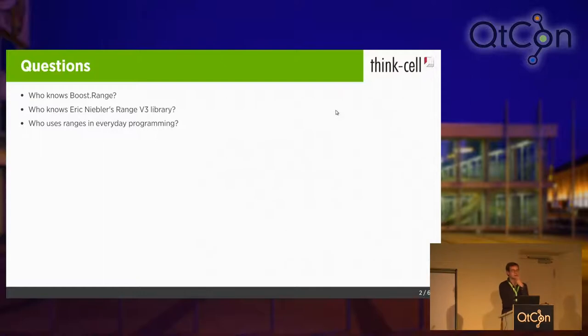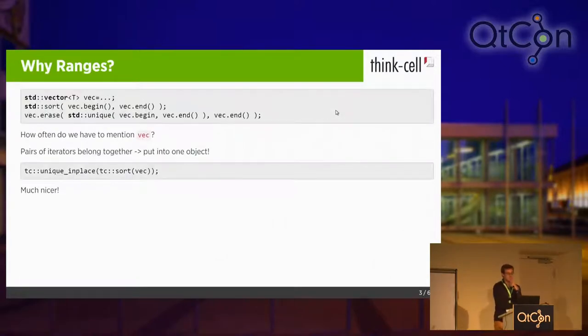So what I want you to take away from today's talk is that you can do your C++ programming in a much more productive, a much more efficient way if you make good use of ranges. Well, what are ranges? When you're using C++ in the old-fashioned way, you would write code like this. You have this vector. And then when you want to sort the vector, you pull the begin and end iterators out of that vector and call std::sort. And then if you want to remove the duplicate elements, you call std::unique, again with begin and end. And then you call vec.erase of this thing, again vec.end. That's a lot of mentioning of vec.